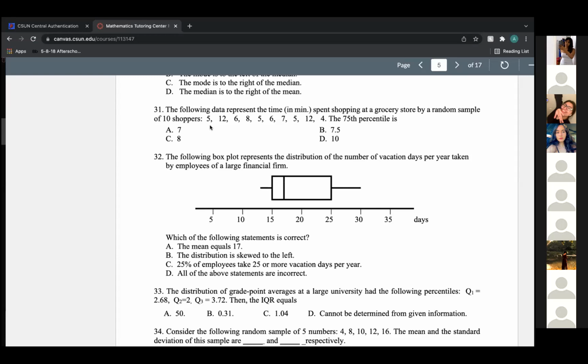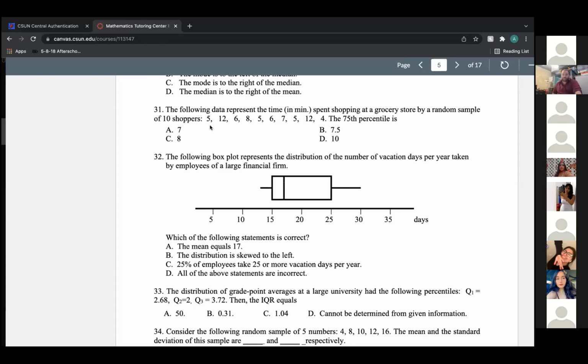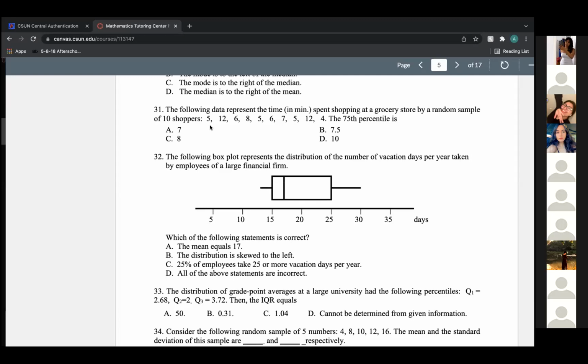I'm just wondering how you knew it was the middle of the right half. Because I'm smart. What do you want to say? I don't know. It's because I know that the 75th percentile is halfway between the 50th and the 100th, which is halfway across the right side, right? It's just yeah.